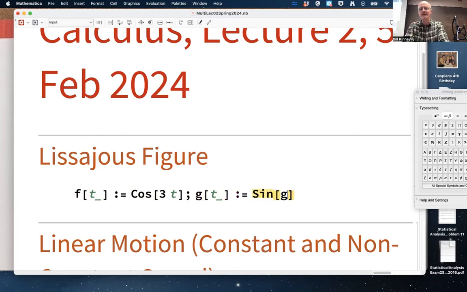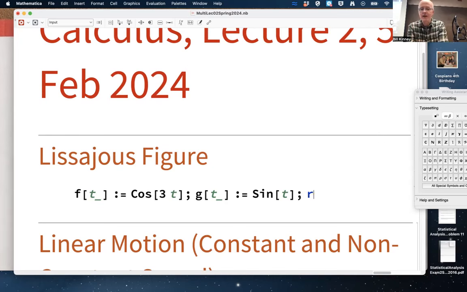Make g of t, sine of t, notice the capital S, notice the square brackets. What I'm about to do is something you do not have to do right now, but it's going to be really handy later on when we get to chapter 11 especially. And I'll even hint at chapter 11 right now by doing it now.